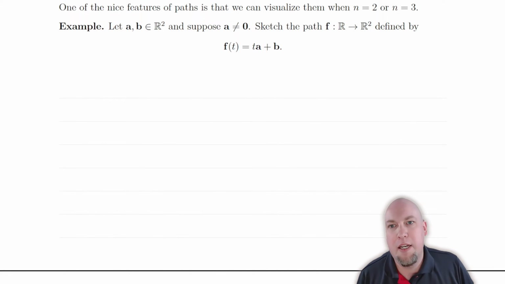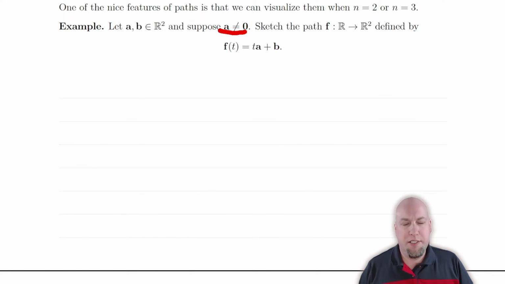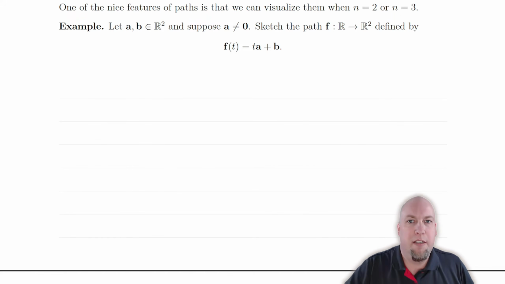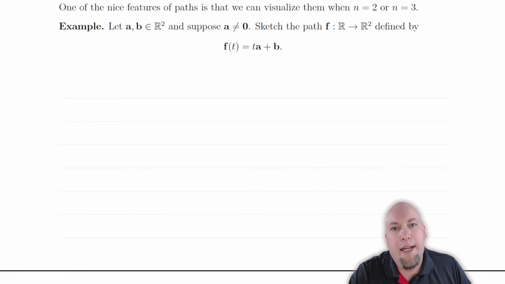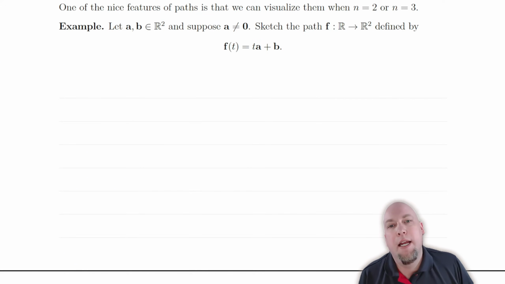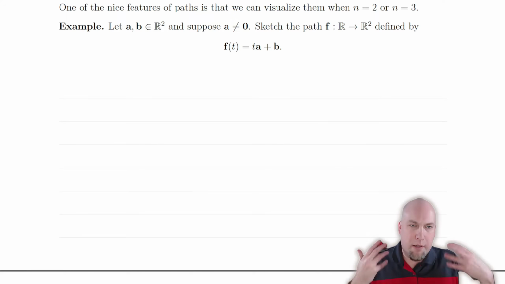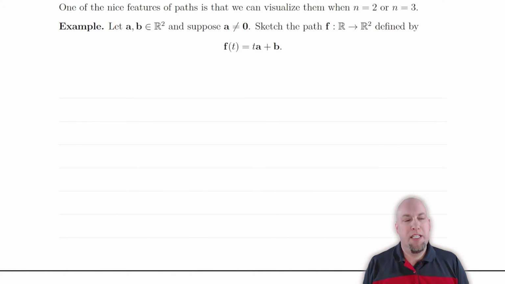So suppose that we've got two fixed two-dimensional vectors, a and b, and a is going to be non-zero, just otherwise things get a little degenerate and harder to picture here. And now I'm going to define a path in this way. There's one input variable, call it t, because I'm going to think of it as a time. And then the output is going to be t times a plus b. And what does this look like? How can I visually think about this path?